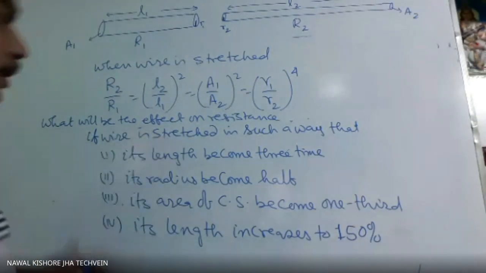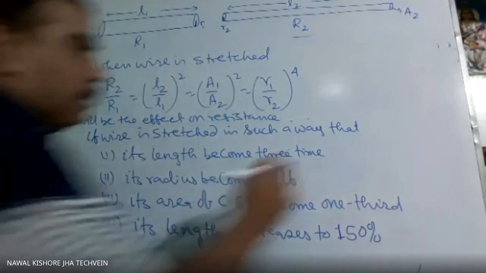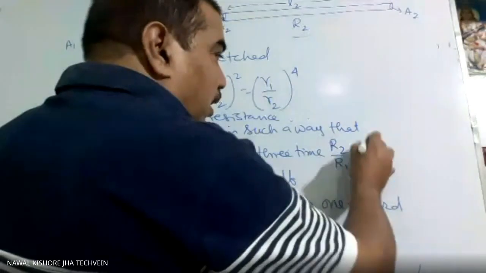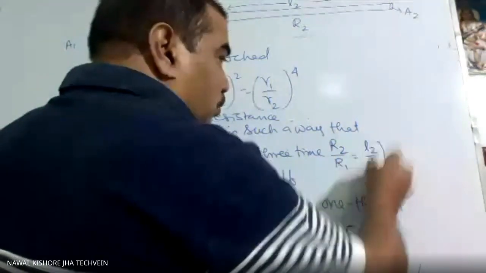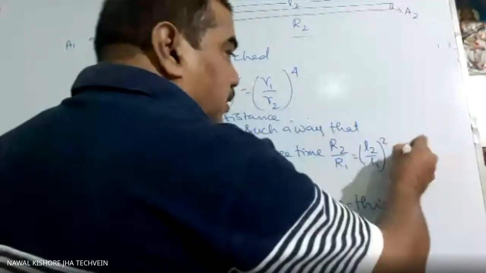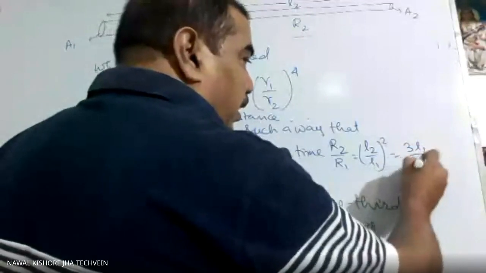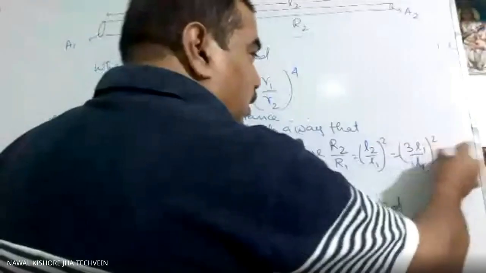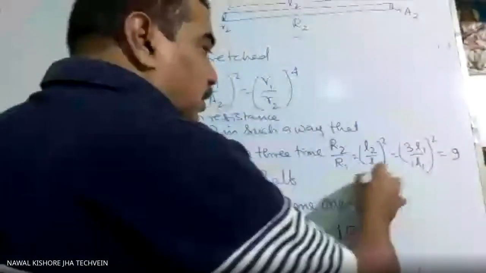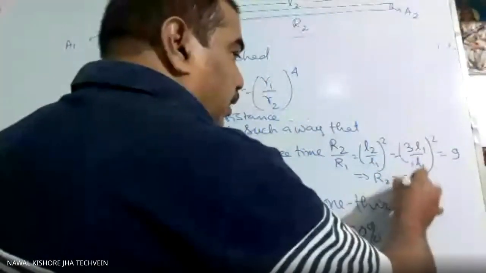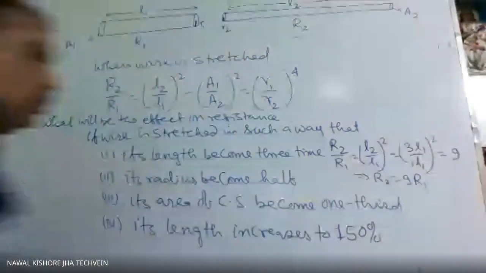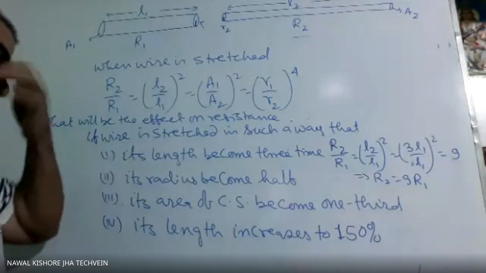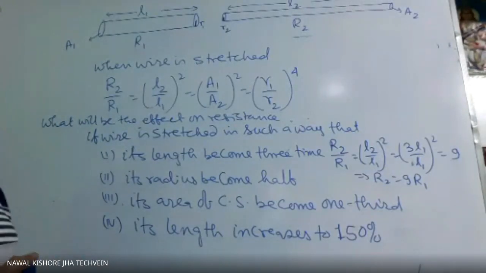So first one is length becomes 3 times. So what will you use? This R2 by R1 will be L2 by L1 whole square. This is 3L1 by L1 whole square. So it is 9. That means this R2 will be 9 times R1. So the answer will be, the resistance will become 9 times. First one.